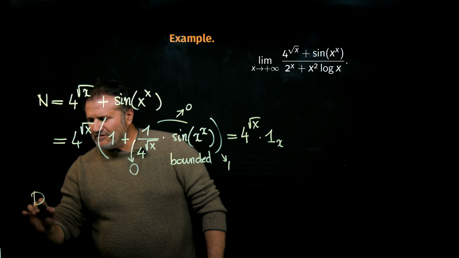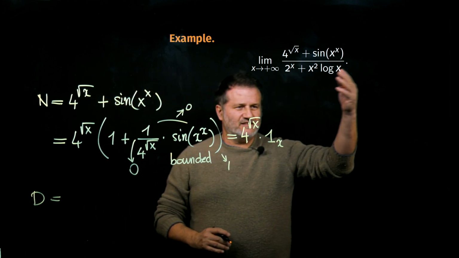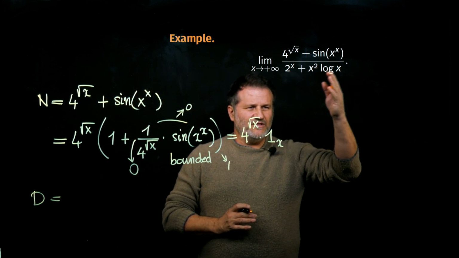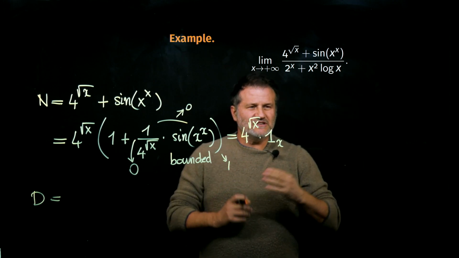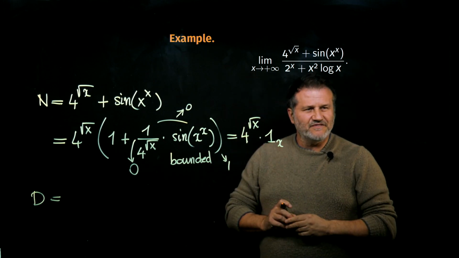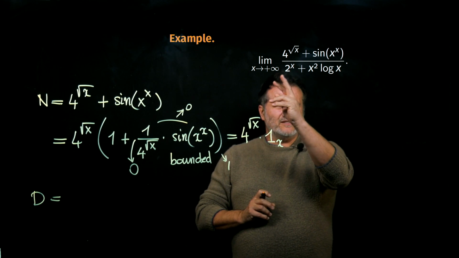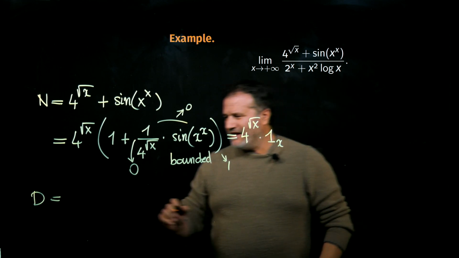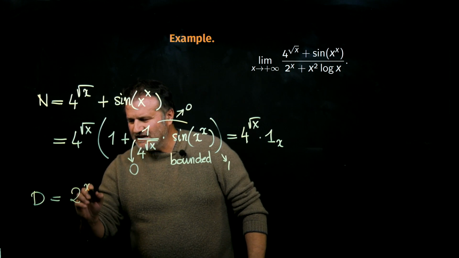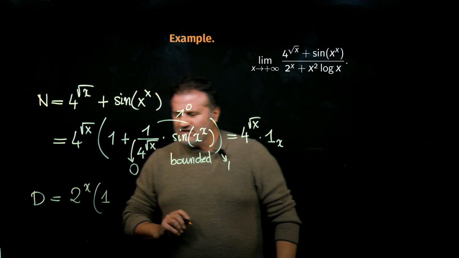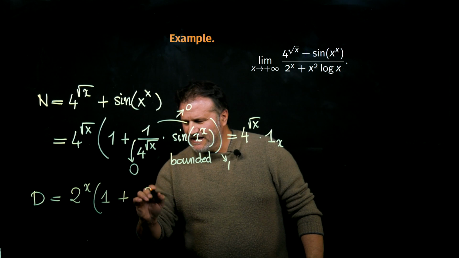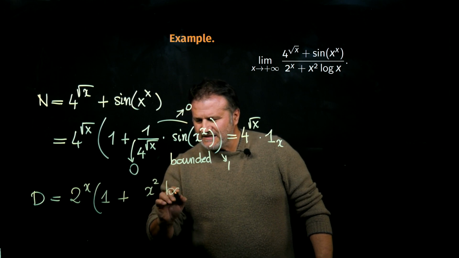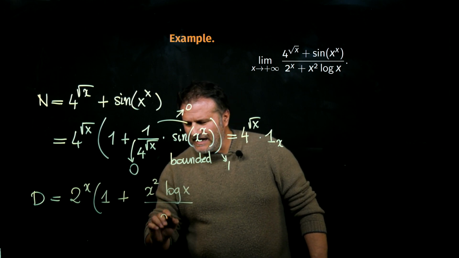About the denominator, there is no question about the limit because the two quantities are not in competition. They both push to plus infinity. But clearly, the exponential looks to be bigger than the other term. And in fact, if we factorize, we see that this becomes 2 to the x times 1 plus x squared log x divided by 2 to the x.